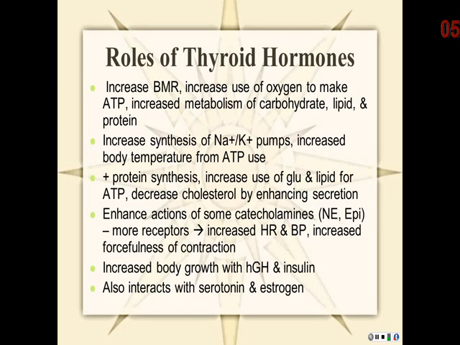Thyroid hormones increase our basal metabolic rate, help increase the use of oxygen to make ATP, and increase the metabolism of carbohydrates, lipids, and proteins. They increase the synthesis of sodium and potassium pumps and increase the body temperature from ATP use. They stimulate protein synthesis, increase the use of glucose and lipids for making ATP, and improve cholesterol levels by enhancing secretion.